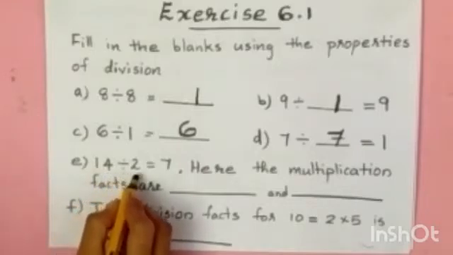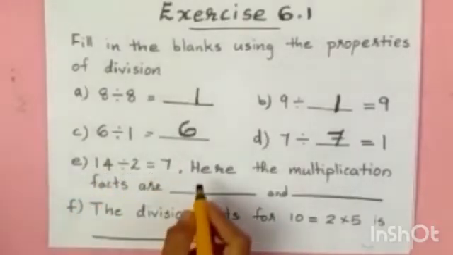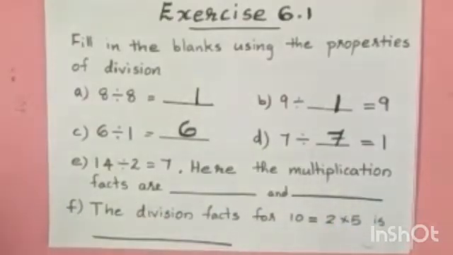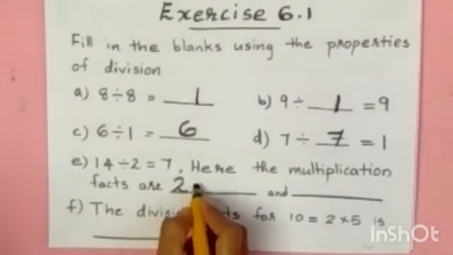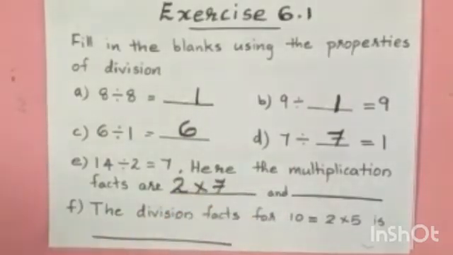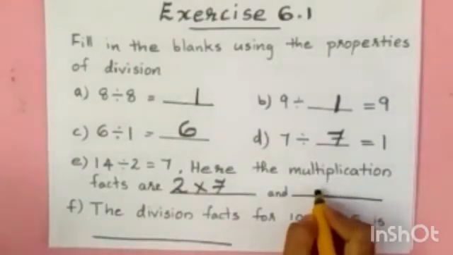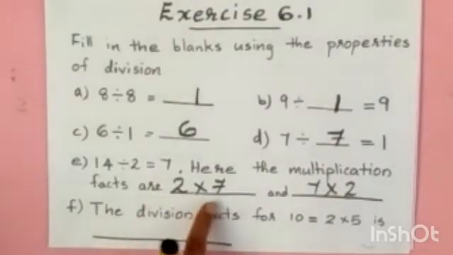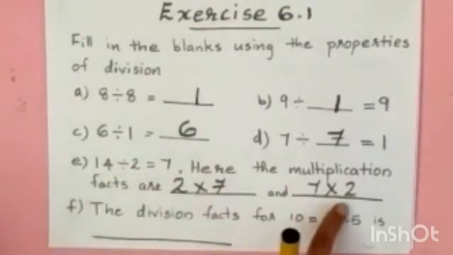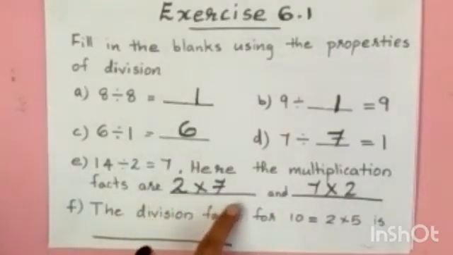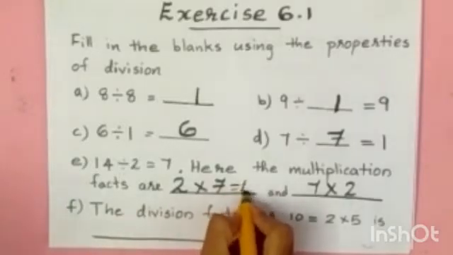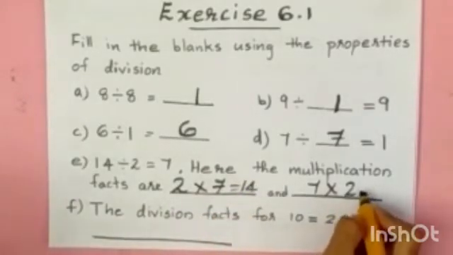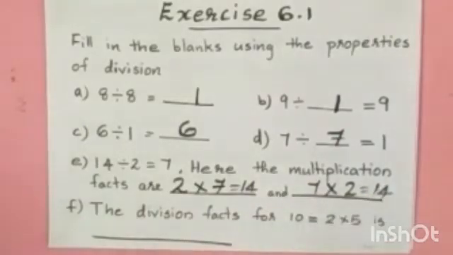Look at the E question. 14 divided by 2 equal to 7. Here the multiplication facts are 2 into 7 and 7 into 2. 2 into 7 is equal to 14. 7 into 2 is equal to 14.